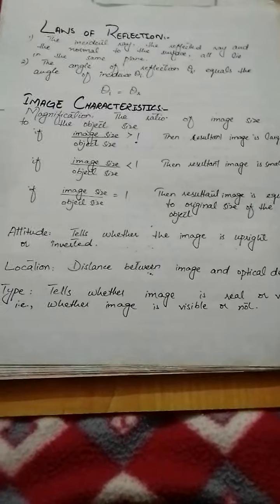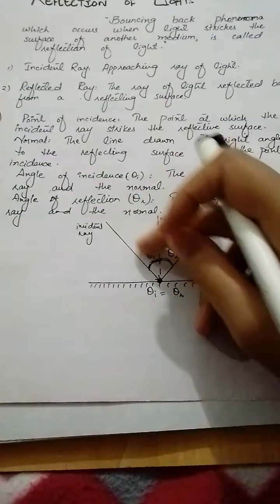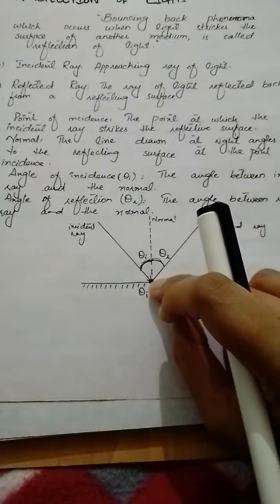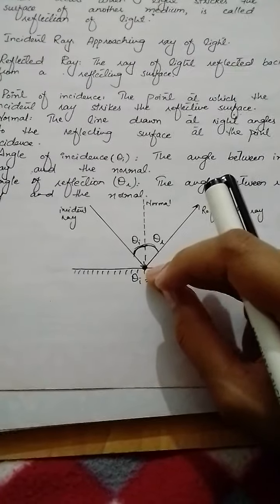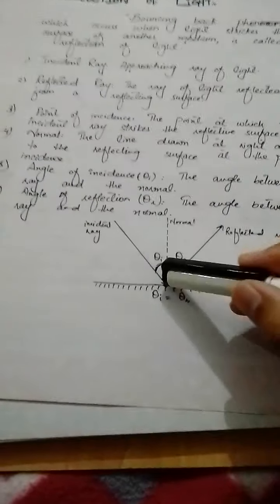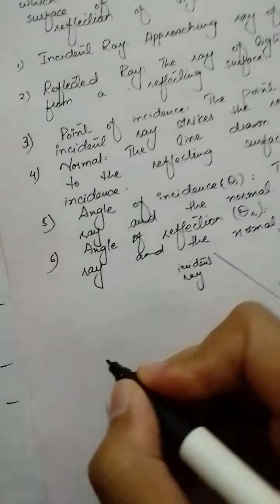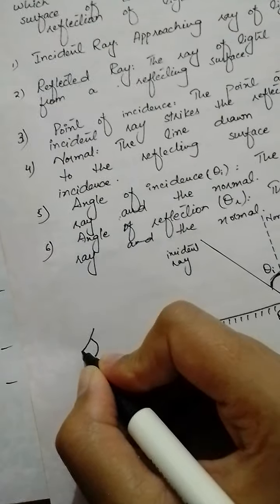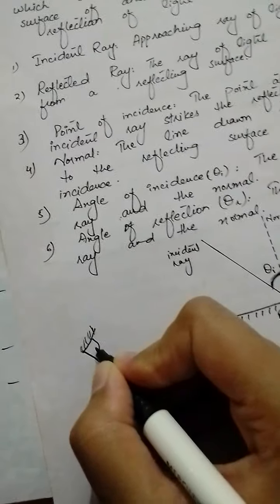The third one is image characteristics. When this reflection of light occurs, what happens? Let's say this is a ray of light. It strikes the surface. After reflecting, it carries information about this surface along with it. That's why we see things. Now, let's suppose this is our eye. It's not so beautiful, but let's suppose it's our eye.